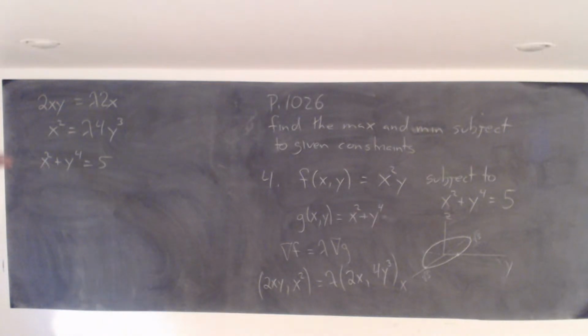And now, what do you have? Just take a step back: 3 equations, 3 unknowns, x, y, and lambda. So solve however you can, however you want to, do whatever you want to do. What do we want to do?